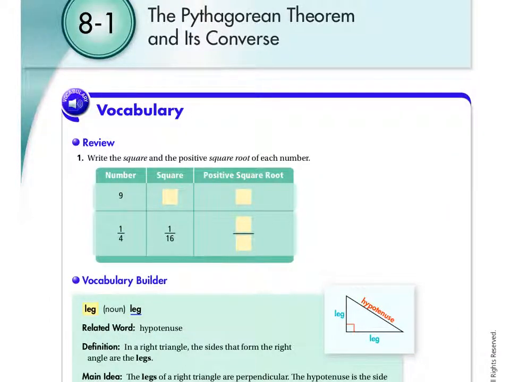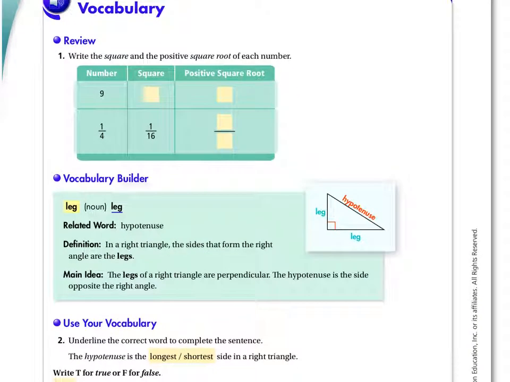So some of this should be very familiar to you. I mean, you've had the Pythagorean Theorem at least since 8th grade, if not before. So let's not play with the calculators. All right, so look at this first part, your review.